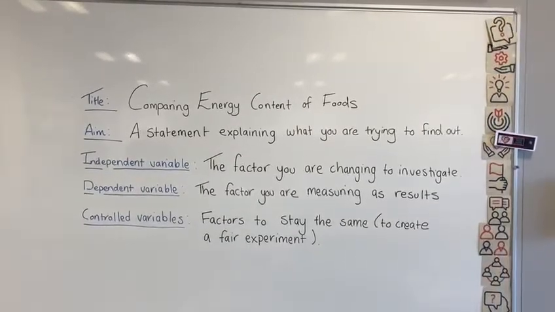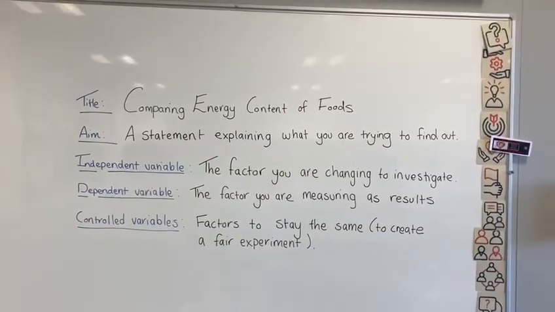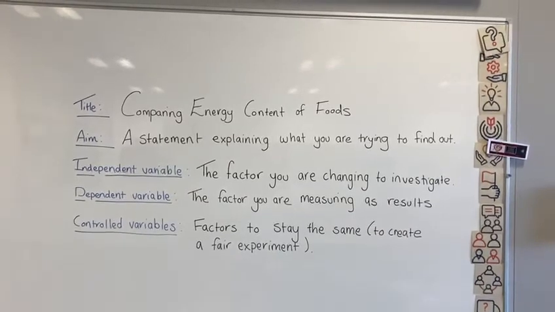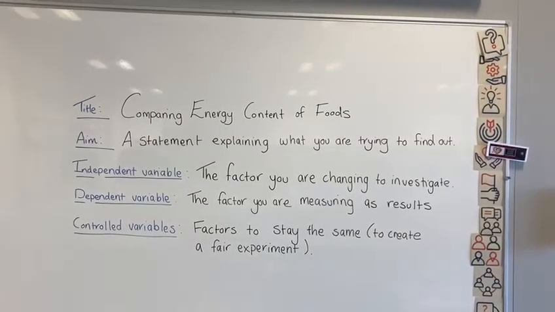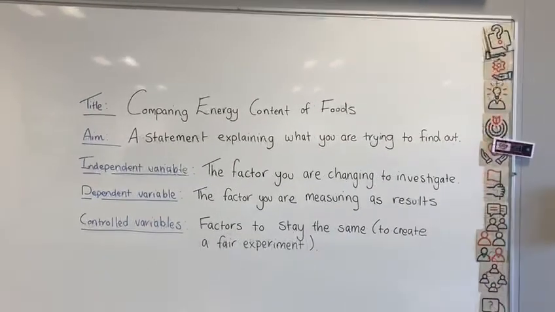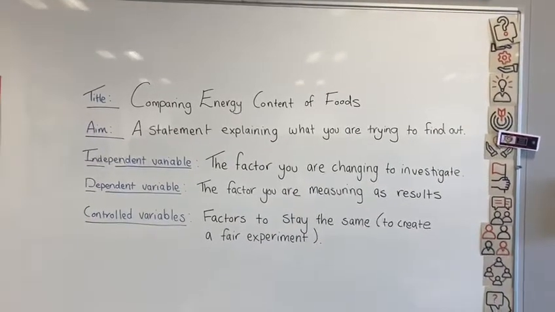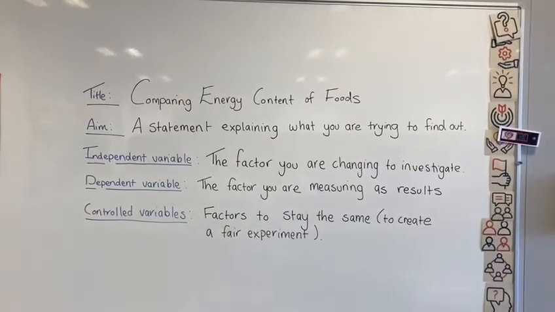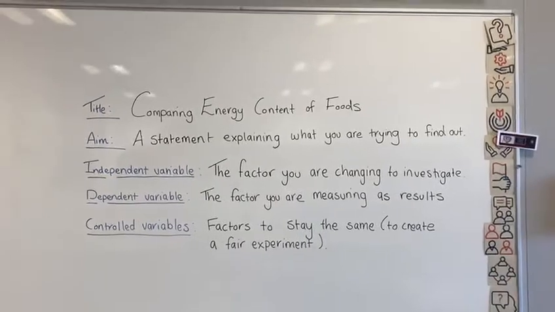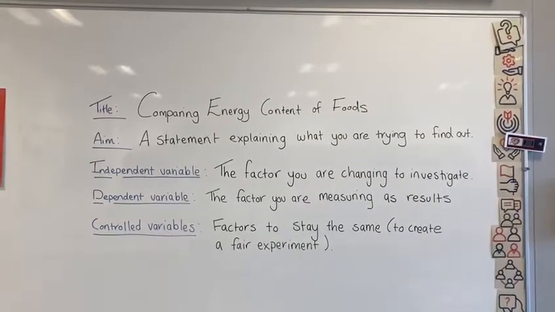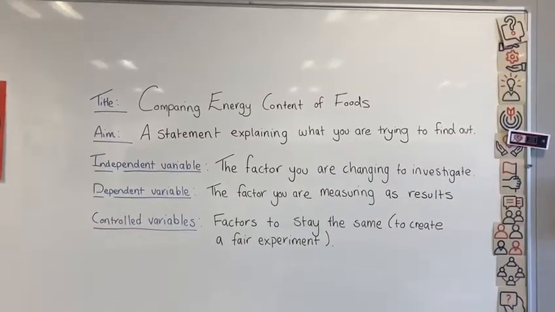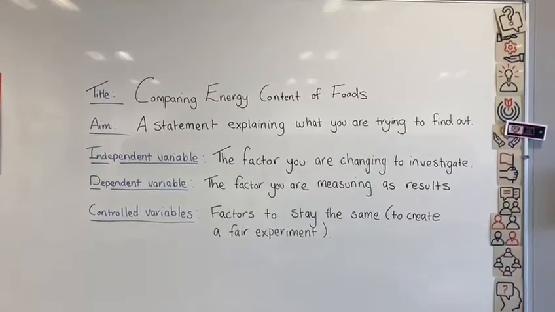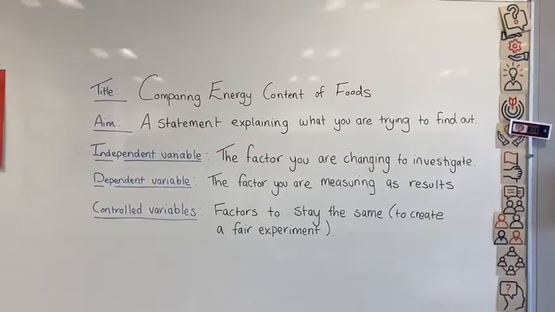Today we are going to investigate the energy content of different types of food by comparing the energy released in the form of heat energy. The independent variable for today's investigation is going to be the different types of food. The dependent variable is going to be the temperature increase in water, which will represent the release of heat energy during the burning of each type of food.